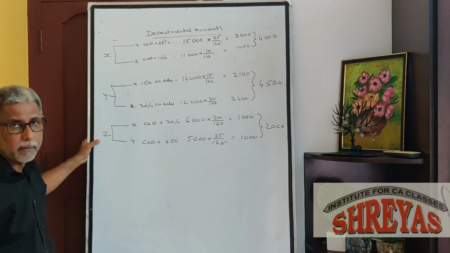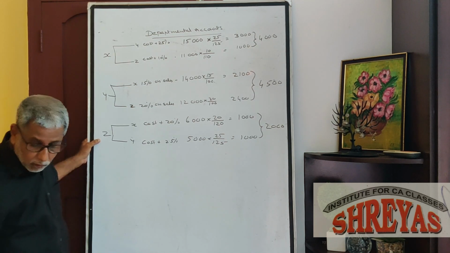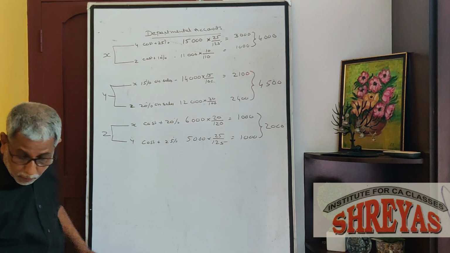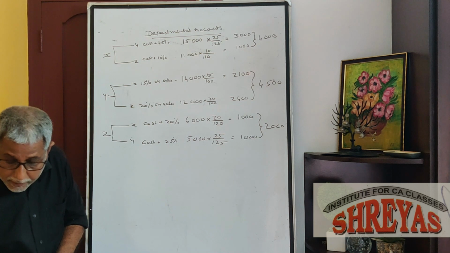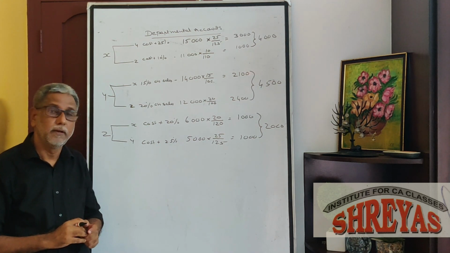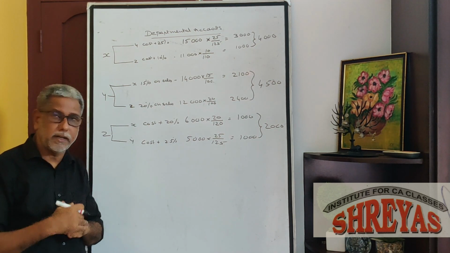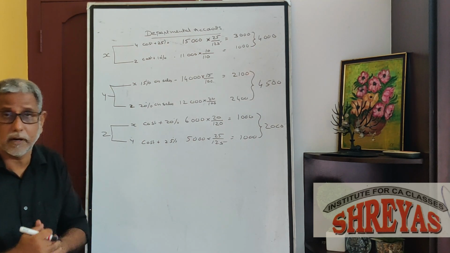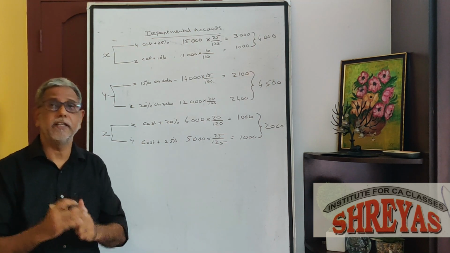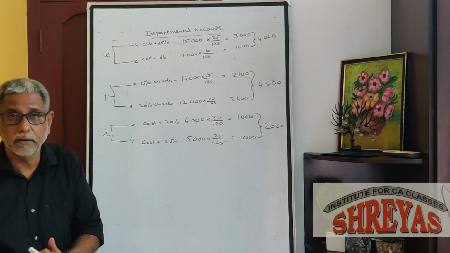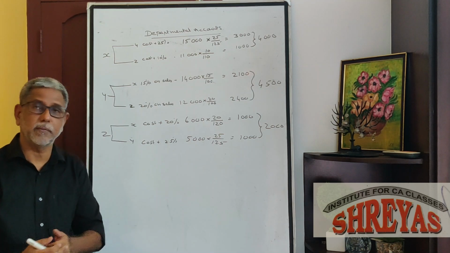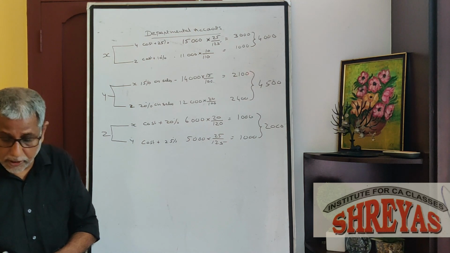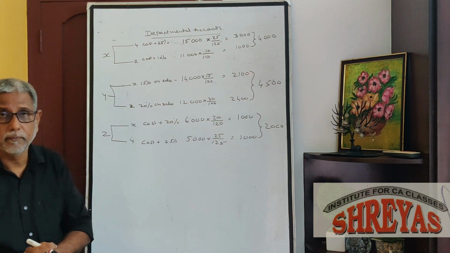കറക്റ്റ് പ്രോഫിറ്റ് കണ്ടുപിടിക്കണം. ഞാൻ എക്സിന്റെ കാൽക്കുലേറ്റ് ചെയ്ത് തരാം, വൈ സെഡ് നിങ്ങൾ തന്നെ ചെയ്യണം. എക്സിന്റെ പ്രോഫിറ്റ് എത്രയാണ് തന്നിരിക്കുന്നത്? 36,000 after charging manager's commission. Suppose your profit before commission is 100. Manager's commission എത്ര വരും? 10%. Profit after manager's commission എത്ര വരും? 90. 100 minus 10, 90. So this 36,000 is 90%.